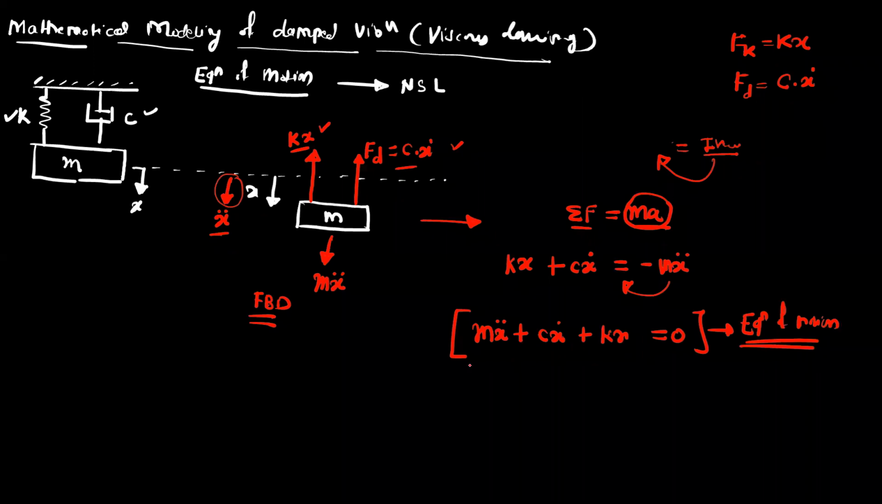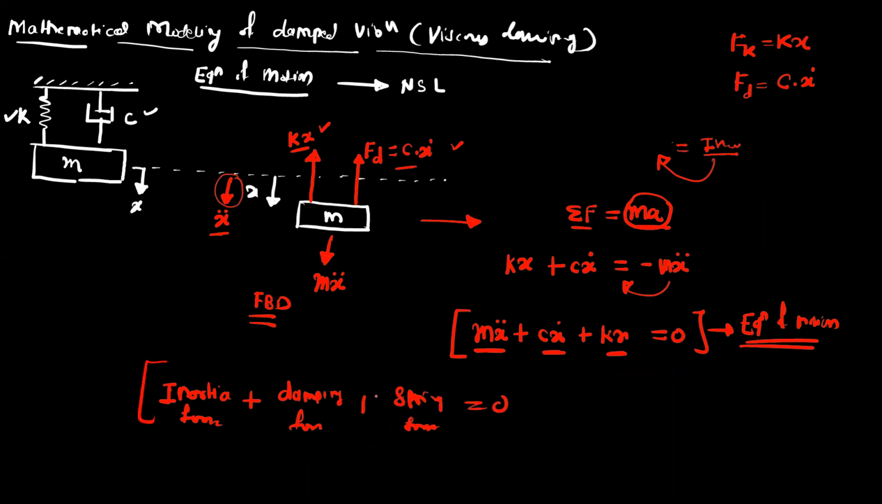This equation of motion consists of three forces. The first one is the inertia force, plus the damping force, and the third one is the spring force. And this is equal to 0. The meaning of 0 is that this is free vibration.